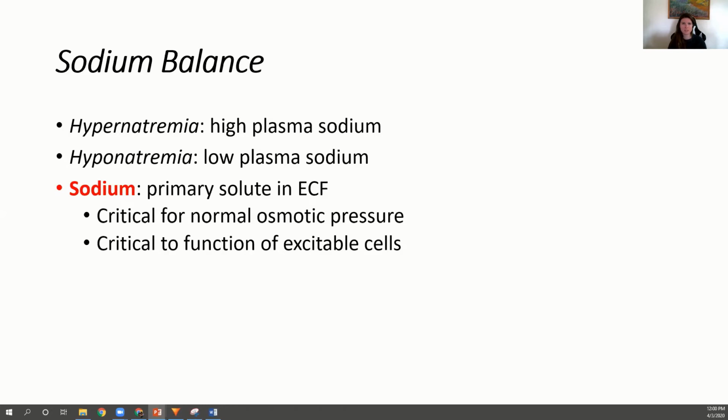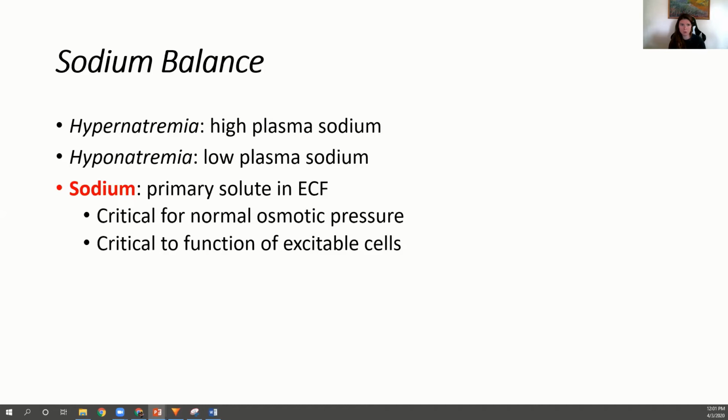So sodium is the main solute that's doing all of that. It's the most common one. It's also critical to the function of excitable cells. So remember that neurons basically work by letting a bunch of sodium flow in, and same deal for muscle cells. So having the wrong amount of sodium is going to change your membrane potential, which screws with those systems.